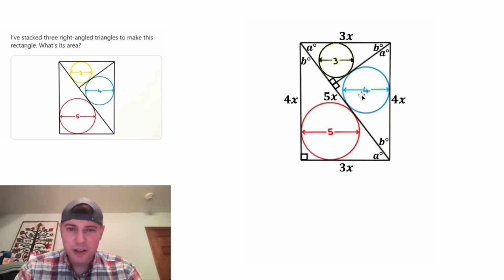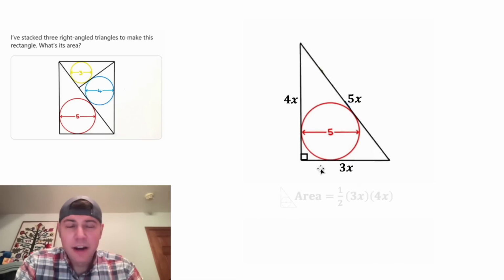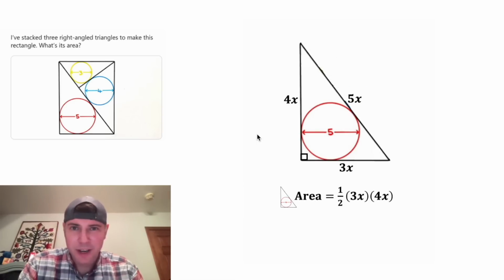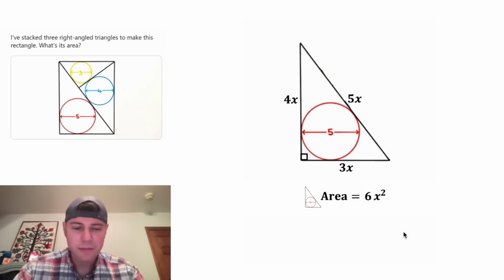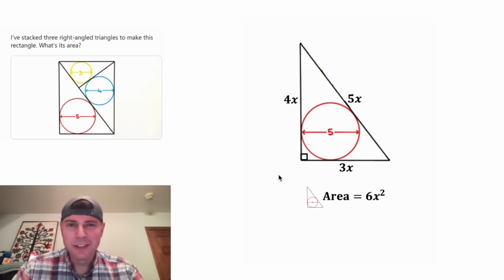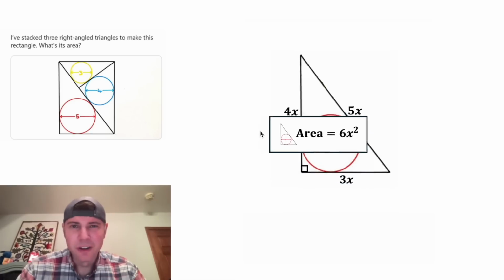So now let's focus on this larger triangle. The area of this triangle would be 1/2 base times height, which would be 1/2 times 3x times 4x. And then let's rearrange things a little bit. 1/2 times 4 times 3 is equal to 6, and x times x is x squared. So the area of this triangle is 6x squared. This looks important, let's put a box around it, and let's move it up here.